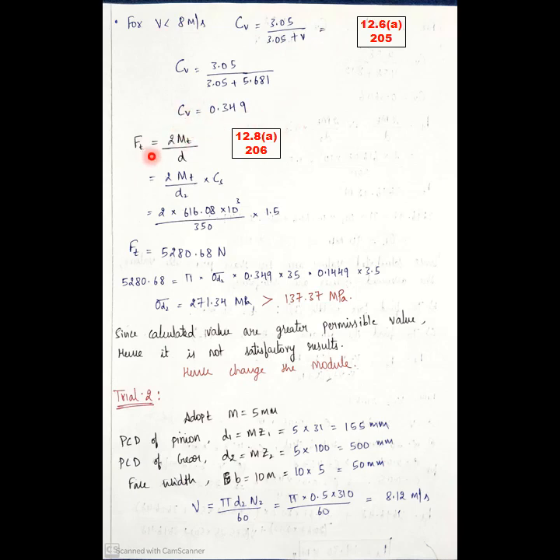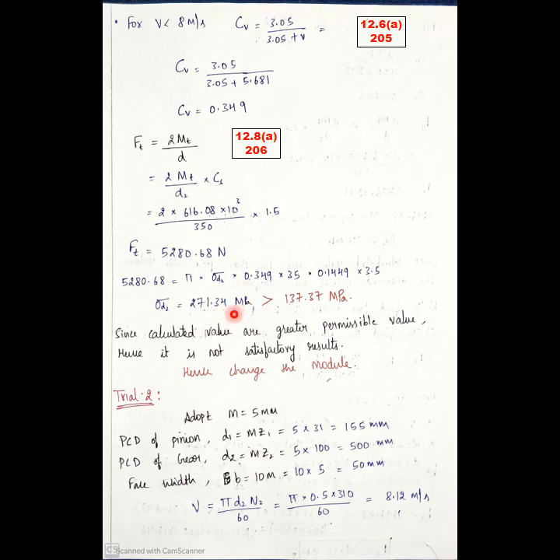Now we have to get the value of Ft, the tangential tooth load. This formula we get from 12.8a, page number 206. There, substitute the value of MT multiplied with the service factor. This is very important here. The service factor has to be multiplied here, and D we have to take with respect to the gear because the design is based on the gear. Then you will get Ft, and if you substitute all the values in the previous formula, you will get sigma d2, that is 271.34.